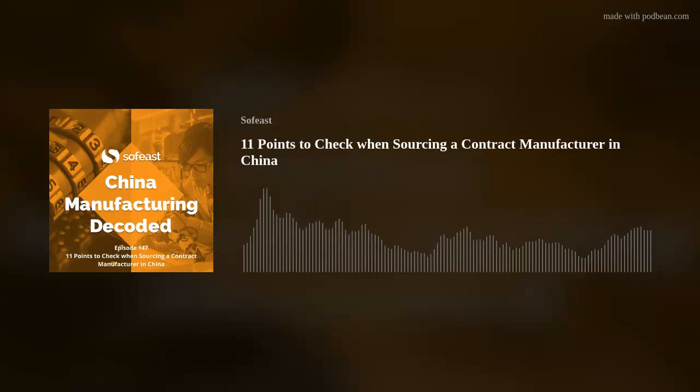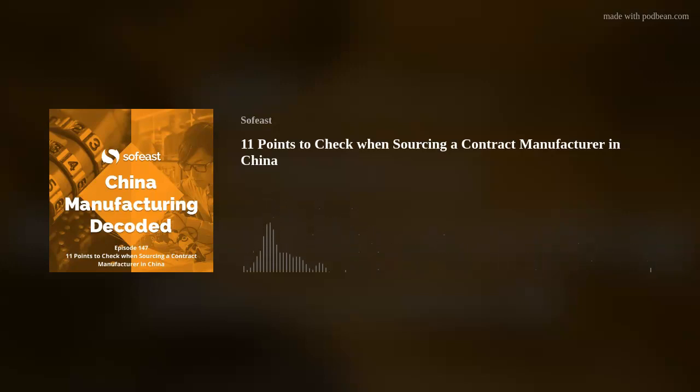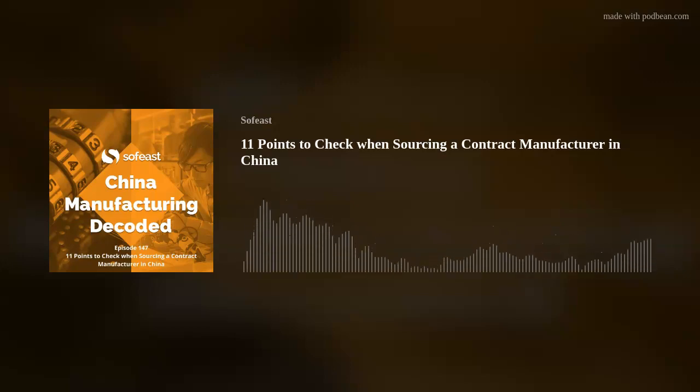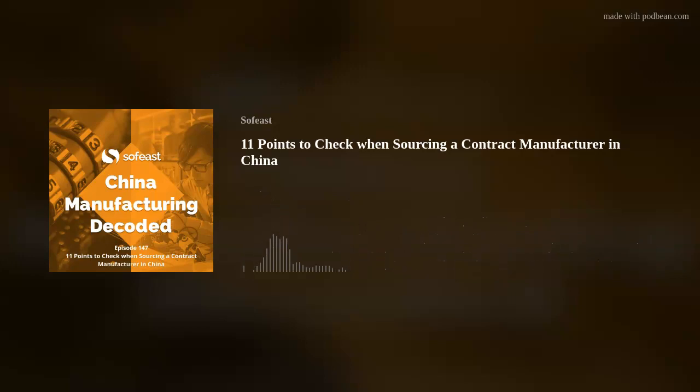Point number 10 is the payment terms. Again, the standard in China is a 30% payment before production, and then 70% either just before shipment or after shipment, but before sending the original documents, the bill of lading and so on, for sea shipment anyway. Is this what you want to go for? Do you want over time to have better payment terms?